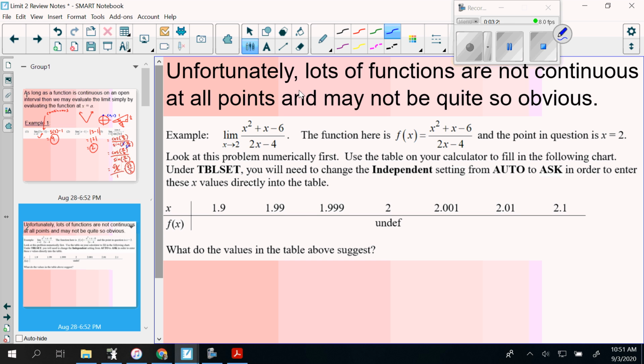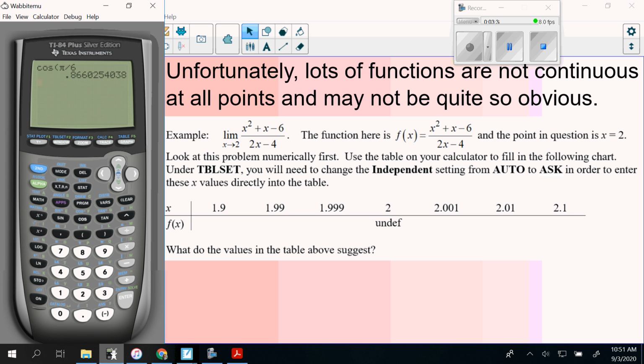So what we're going to do on this one is see what's happening right around 2 to maybe approximate what that limit is. So on our calculator, what we're going to do is go to our y equals. We're going to enter that function in. I'm going to use some parentheses here. So we got x squared plus x minus 6. Close that up and then divide it by parentheses, put the denominator function in, 2x minus 4.